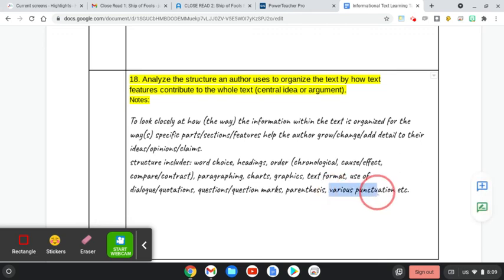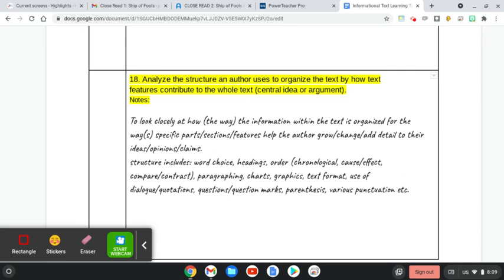Any punctuation mark serves as a text feature. The author purposely used that mark for a reason. So how does the use of punctuation marks within a section, in fact, contribute to her message? Punctuation marks such as question marks, maybe the use of parentheses, any other various punctuation is done for a reason.